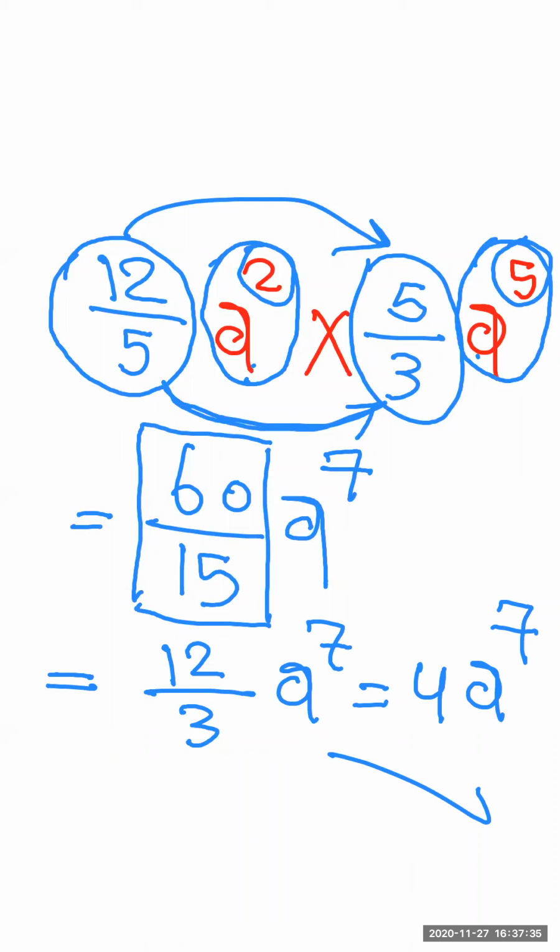Mister, can I say something? Yes. Easy question. It's the first one. We can go 5 with 5, and the remainder will be 12 over 3. Then we will make it 4. It will be 4a power 7 before. Exactly. We can simplify it during the operation, like we can divide this 5 with this 5. Okay, and also 12 with 3.